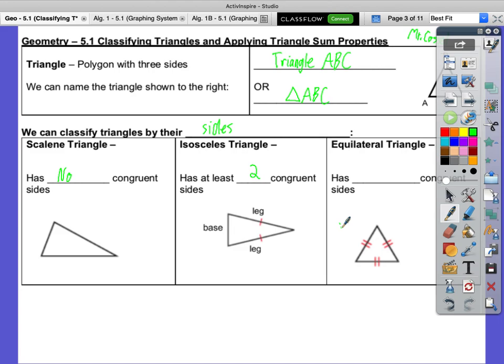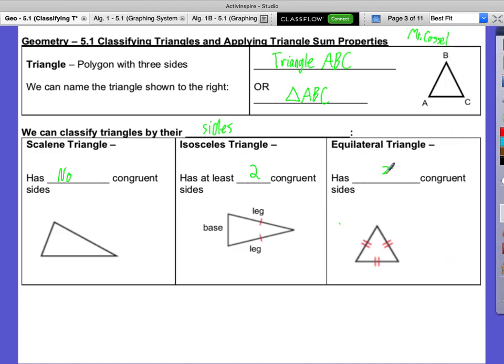And then we have equilateral triangle, which has three congruent sides. All sides are congruent. If you look at the word equilateral, we kind of see two words in there: equal and lateral. Equal means same. Lateral means sides. So same side lengths. Equilateral is just a way of saying they're equal length of sides.